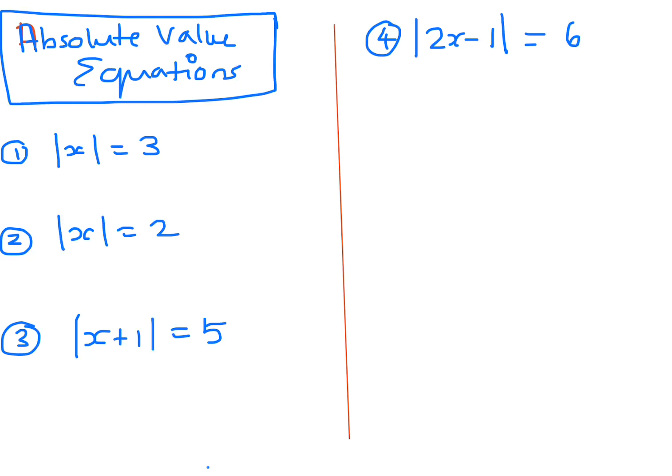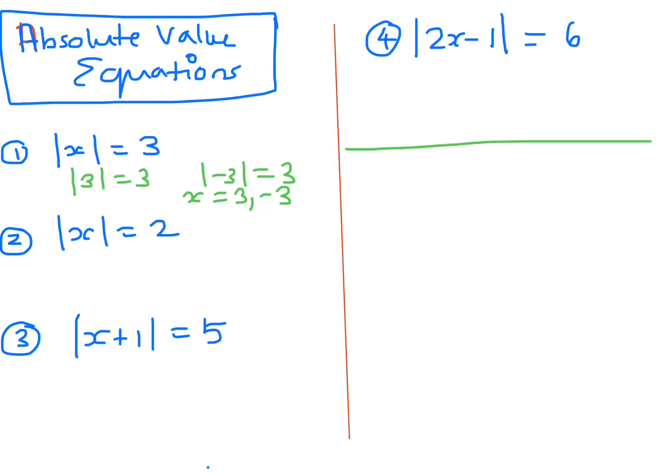So if we look at the first one here, the absolute value of x equals 3, there are two things that could go in there where you would get 3. So have a think about it. If you absolute valued 3, you'd get 3, wouldn't you? And if you absolute value minus 3, you would also get 3. Okay? So the solution would be x equals 3 or minus 3.